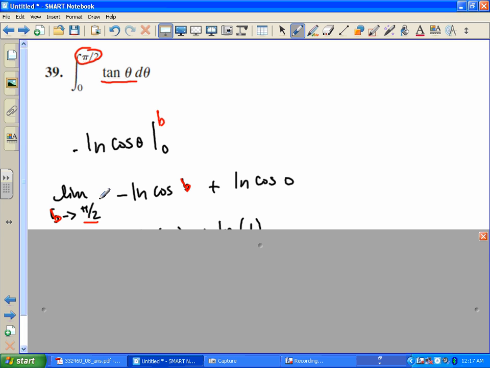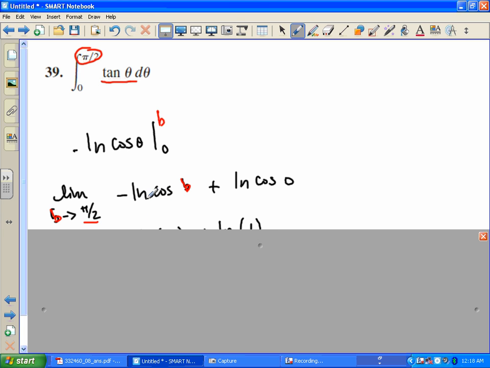Again, this value that we approach doesn't always have to be infinity or 0. It's whatever value is the discontinuity, or is just whichever value is approaching infinity. In this case, it's pi over 2.